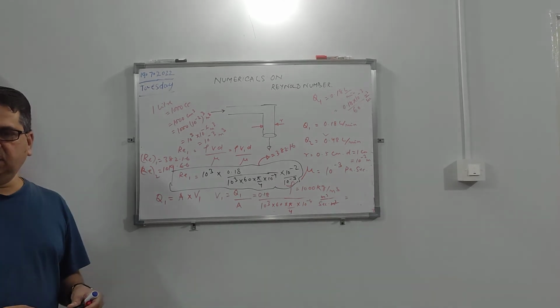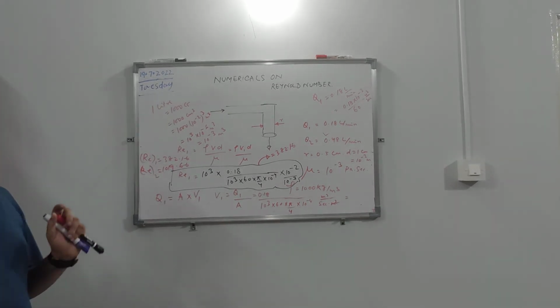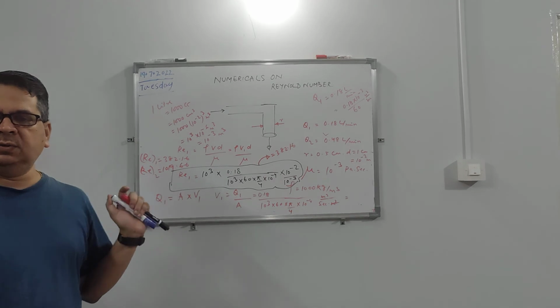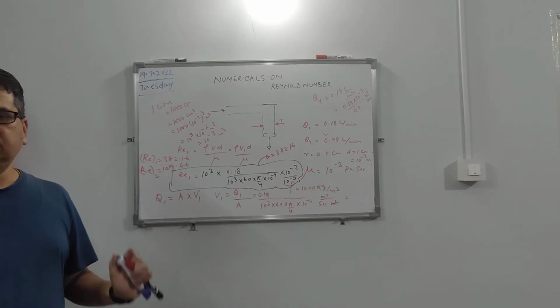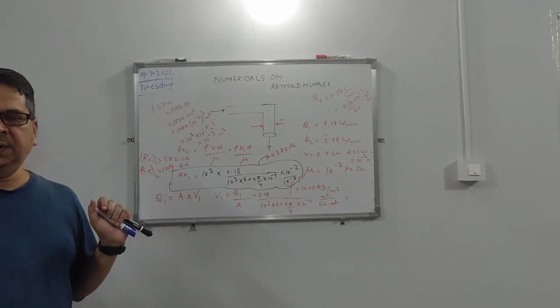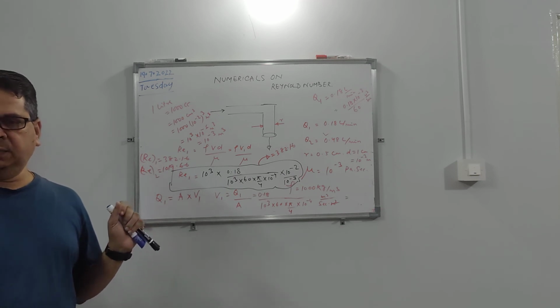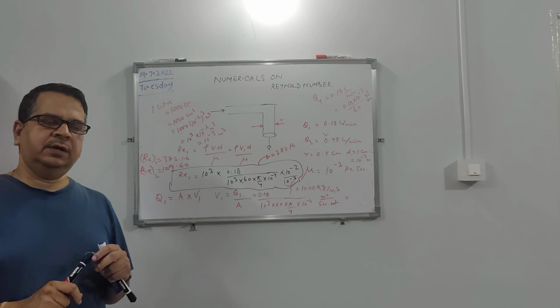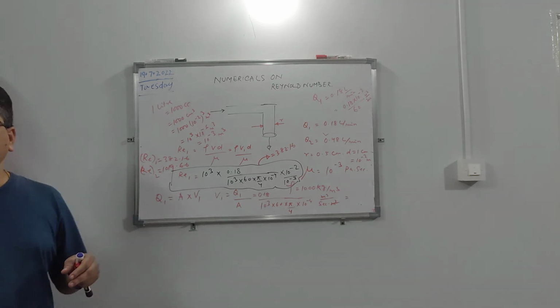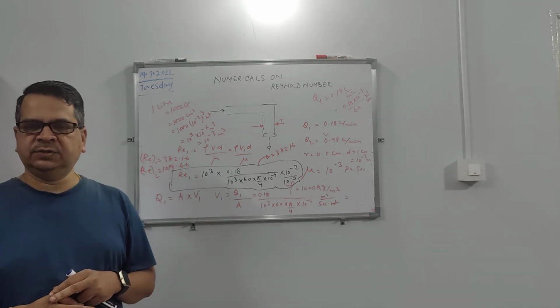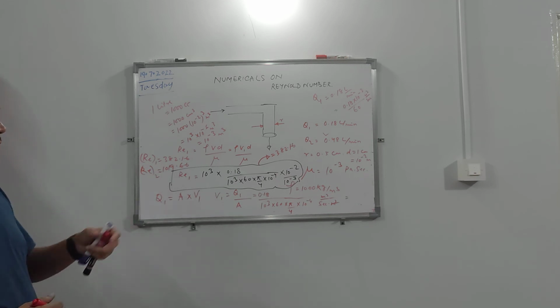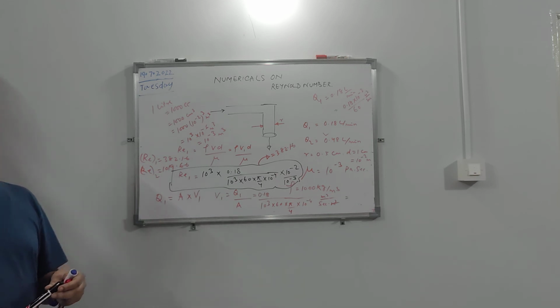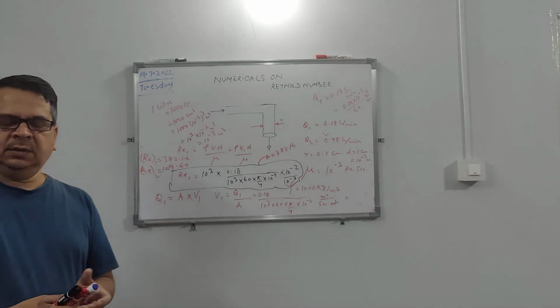So now you understand how to find out Reynolds number. The first formula you have to remember is Reynolds number is equal to rho V D by nu. So rho is the density of fluid, V is the velocity of fluid flow in the pipe, D is the diameter of the pipe, and nu is the coefficient of viscosity. That coefficient of viscosity has a unit Pascal second.